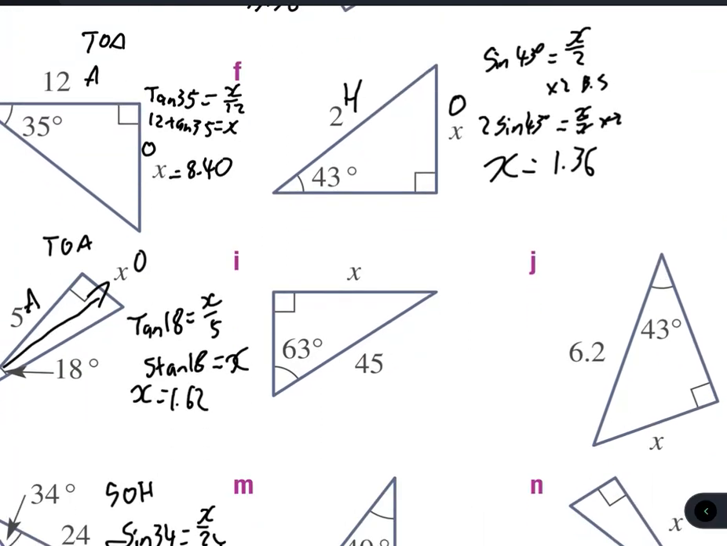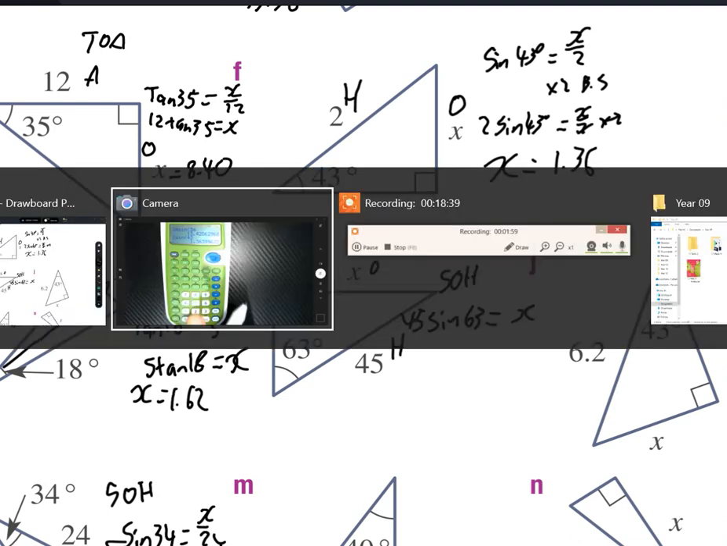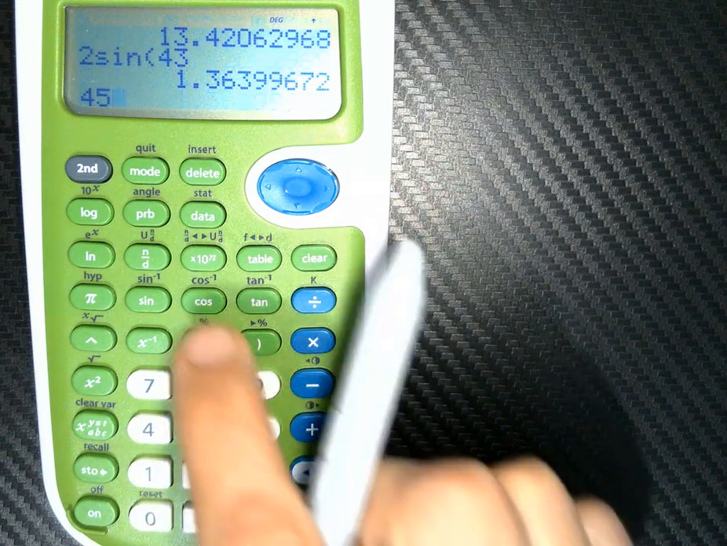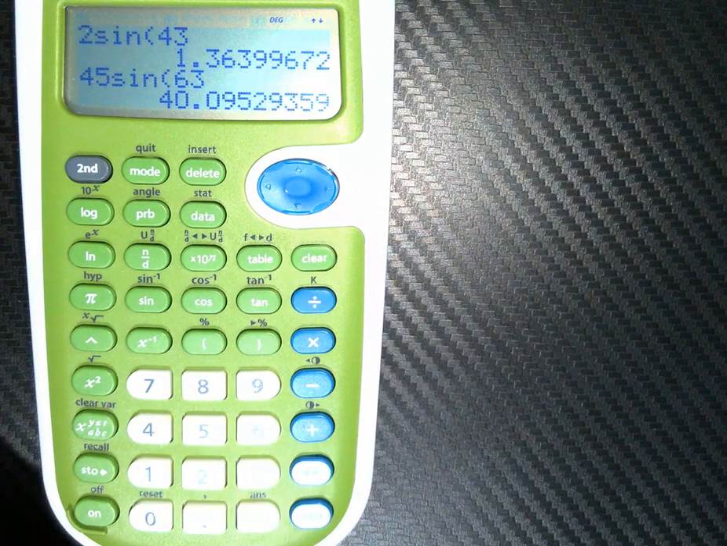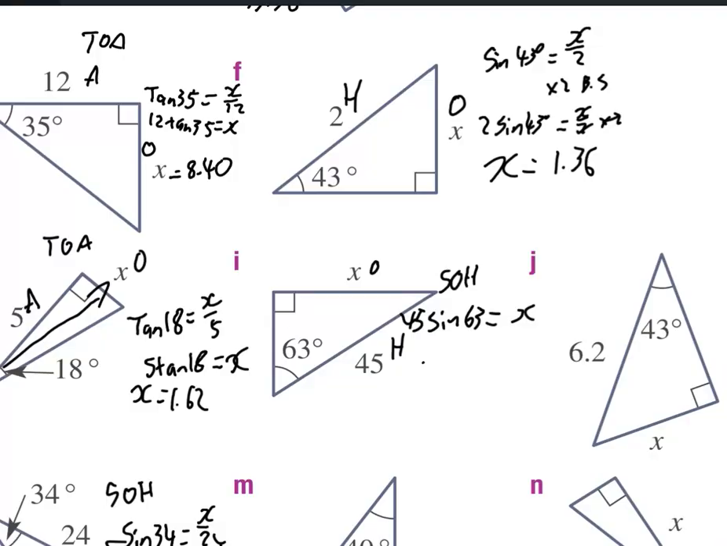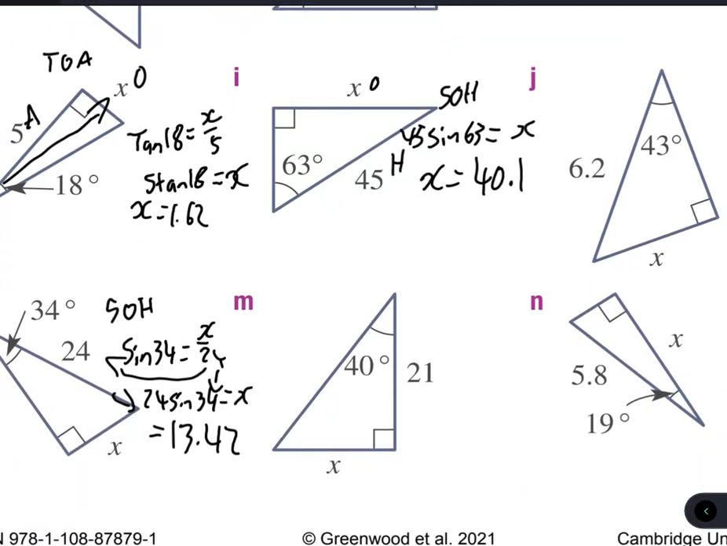Okay, now I'm on to I. So I have the opposite and I've got the hypotenuse. Sine is opposite over hypotenuse. Sine 63, the 45 is going to go at the front to end up getting my x. 45 sine 63 rounds up to 40.1. X equals 40.1.